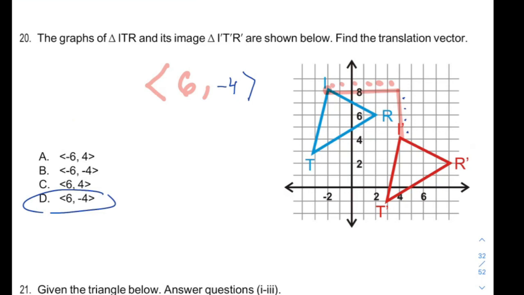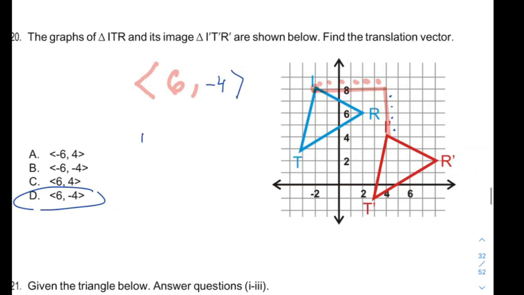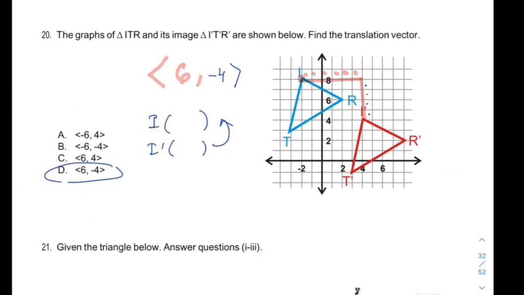Another way to do that is to find the coordinate of I originally, I prime finally, and subtract. You can do it also, and you can check. You will have the same answer, definitely.